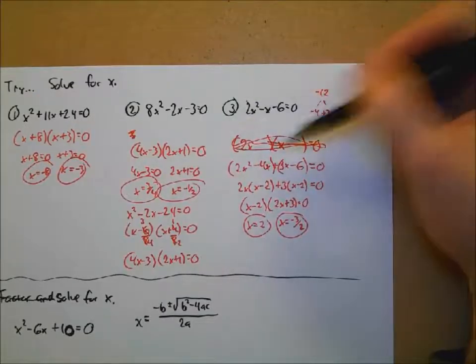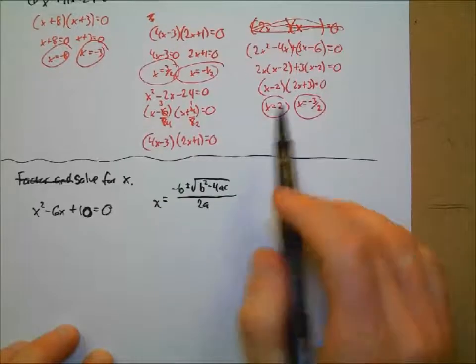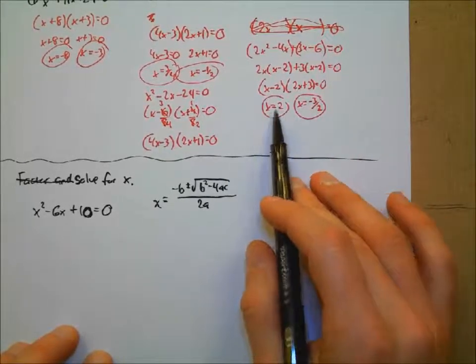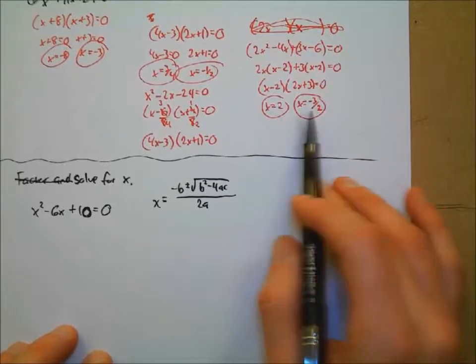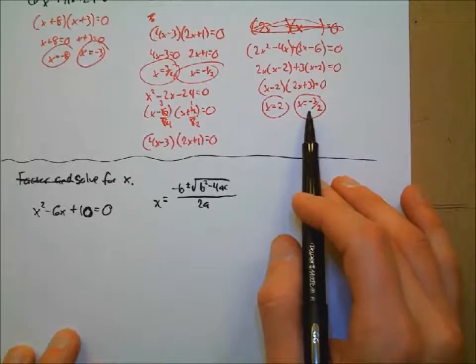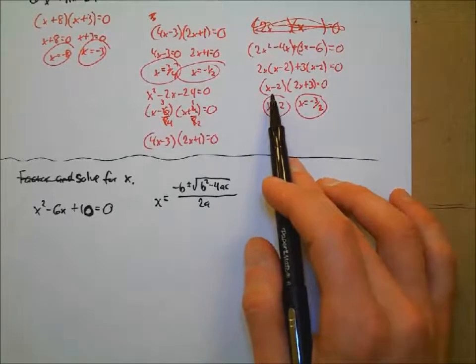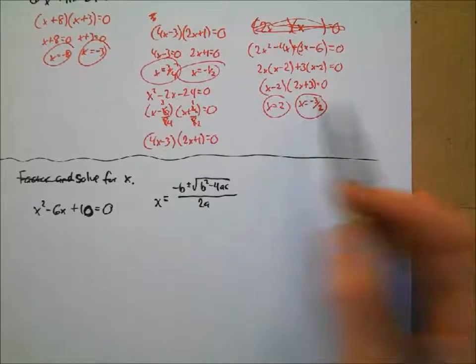The problem is, though, the formula is only going to give you the answers. It doesn't tell you how to factor it, right? So although x equals 2 and x equals -3/2 solve the equation, that doesn't necessarily help you factor it. Sometimes you can work backwards. X equals 2, so x minus 2 must be the factor. But this one's a little bit trickier to work backwards from. Again, you can still do it.